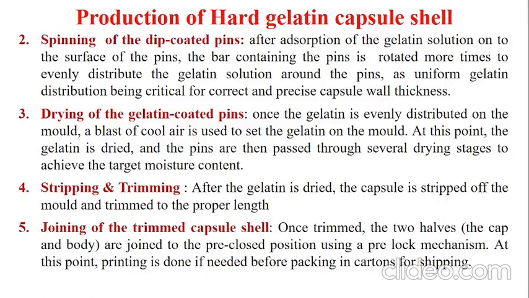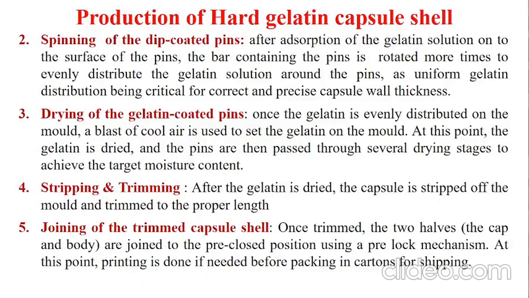The next is drying. Once the gelatin is uniformly distributed onto the mold, blasts of air are passed over the pins in order to attain the desired moisture content in the gelatin shell which is prepared. The next step is stripping and trimming. After the gelatin is dried onto the pins, it is taken off from the mold, stripped and trimmed to the desired proper length.